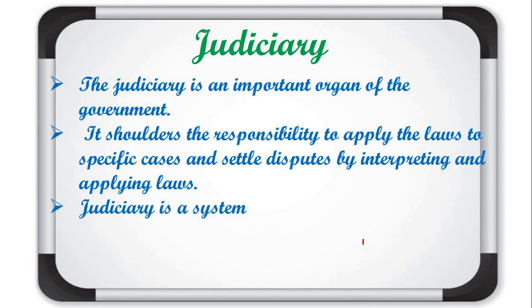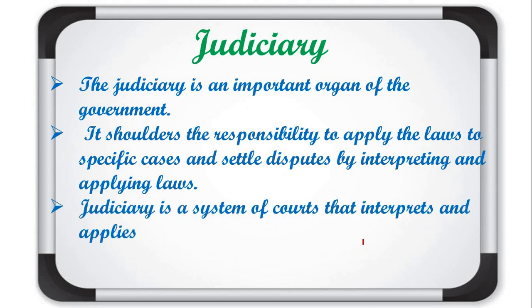And the third one, judiciary, is a system of courts that interprets and applies laws in the name of the state. So we have studied three organs, and out of these three organs, the judiciary is an important organ of the government, and it performs the duty and responsibility to apply the laws mentioned in our constitution to a specific case, or to settle disputes among the people by a specific set of rules and regulations. So what do you mean by judiciary?